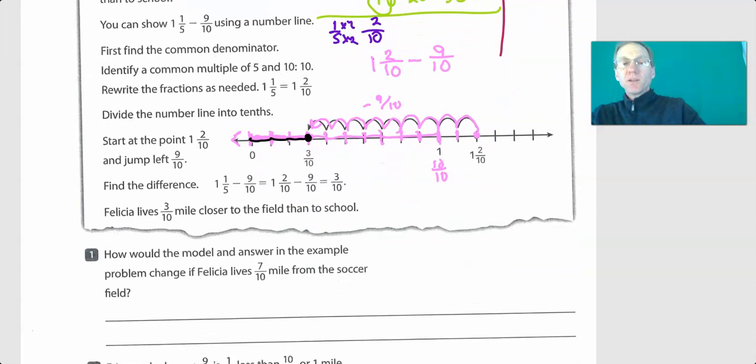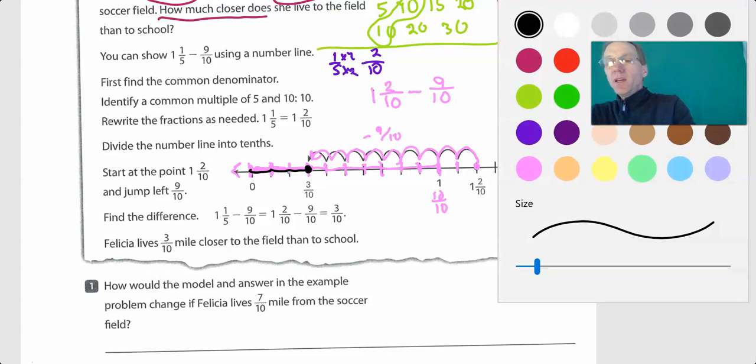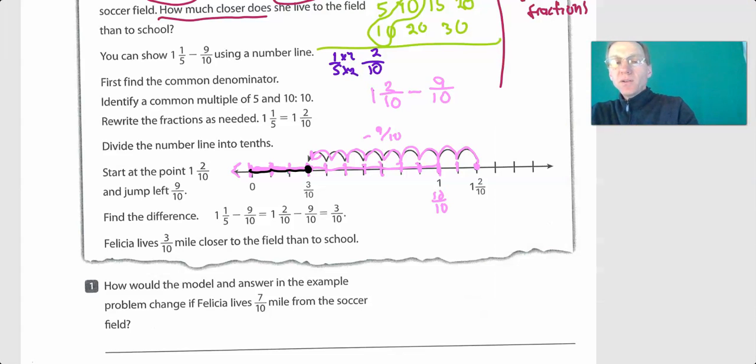Let's see if we have enough space here. I think we got enough space down here. So let's come down, and this is probably the way you're going to end up doing it most often. And you'll have your 1 and 2/10 right here minus your 9/10. So what you're going to end up doing is you're going to rewrite this, okay? You'll rewrite this 1 and 2/10, but I'll show you what it looks like in pizza form.